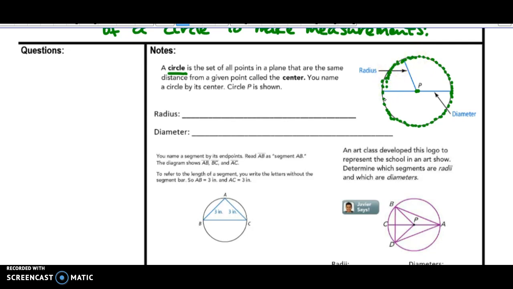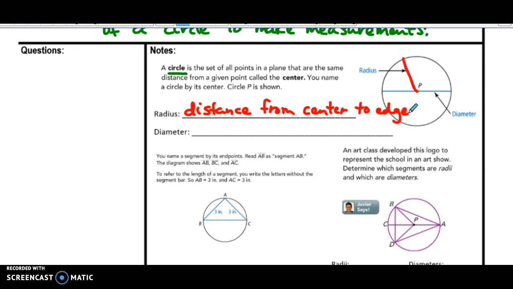So we have two different measurements labeled then, and I'm going to clear these circles to clean it up a little bit. So we have the radius, which you can see starts here in the center, and it extends out to the edge of the circle. So this is the distance from the center to the edge of the circle. And then we have the diameter, which is the distance going through the center, but it's the distance all the way across the circle.